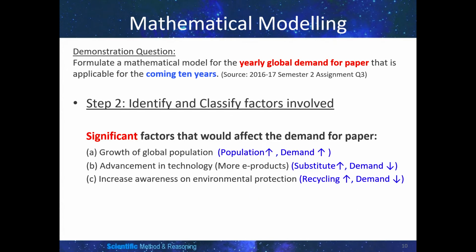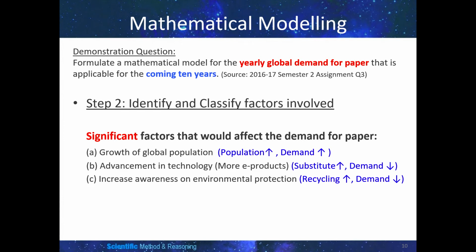After we have defined all the stuff, we can move on to step 2, which is to identify and classify the factors involved. Remember, there are 2 types of factors, significant and insignificant factors. So what are the significant factors that would affect the demand for paper here? The first factor is the growth of global population. The higher the population, the higher the demand for paper. Makes sense, right? And then the second significant factor will be advancement in technology, meaning that there will be more e-products to substitute paper. The more the substitution, the lower the demand.